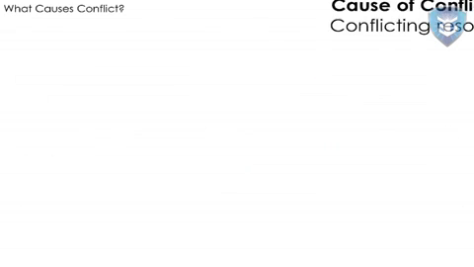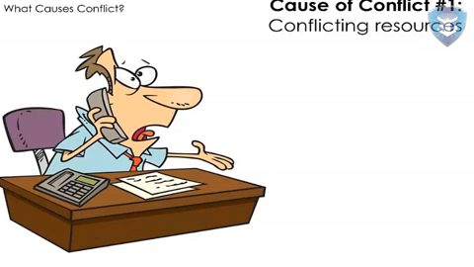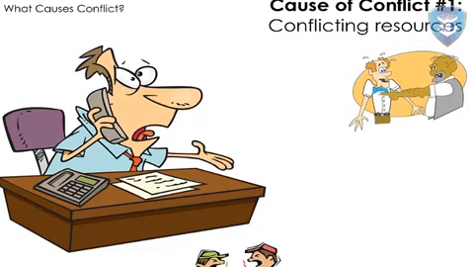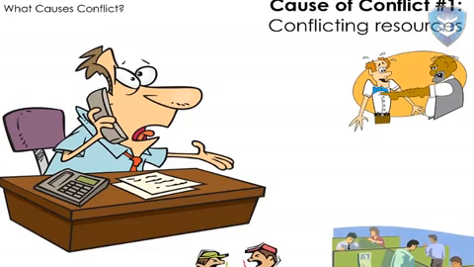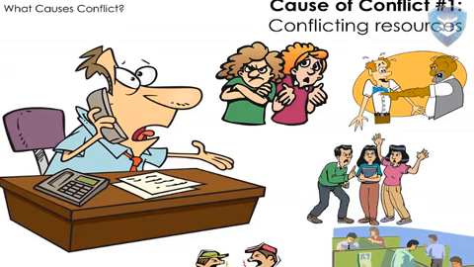Cause of conflict number 1, conflicting resources. Everyone needs resource no matter what type of work you are engaged in. It can be construction equipment, office supplies, meeting space, even staff assistance. Anything required to get a job done is considered a resource. The problem, however, is when more than one entity at a time needs the same resource. When that happens, conflict can occur.